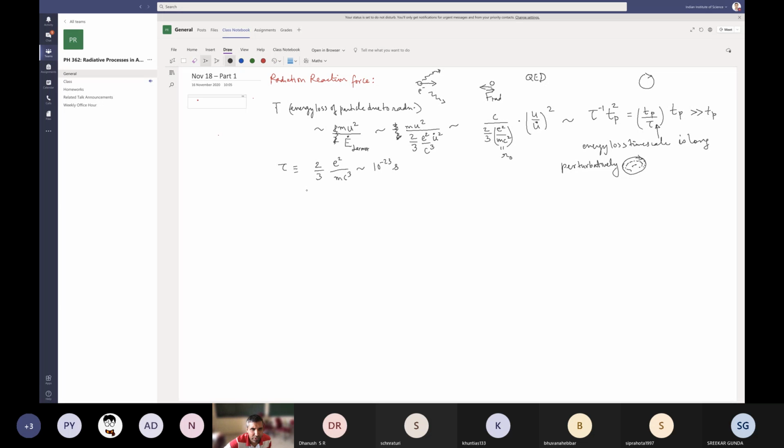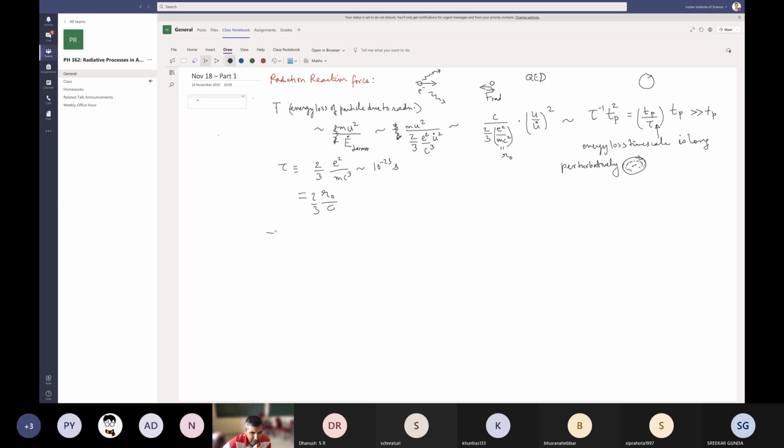Right. And this is nothing but R naught by c, and you retain this factor 2/3. Okay, good. Now, how do we derive this form of the force that we anticipate must be acting on this electron in order to slow it down? How do we get that?